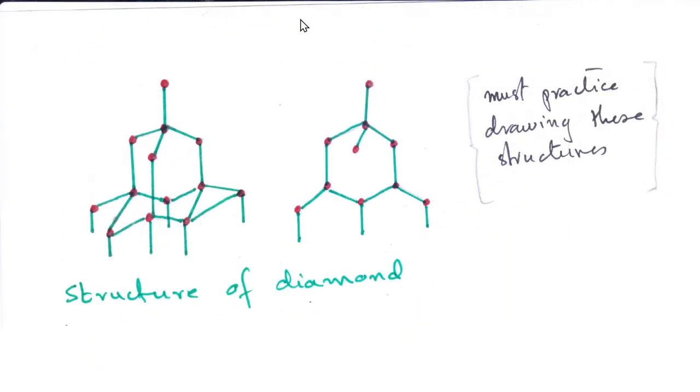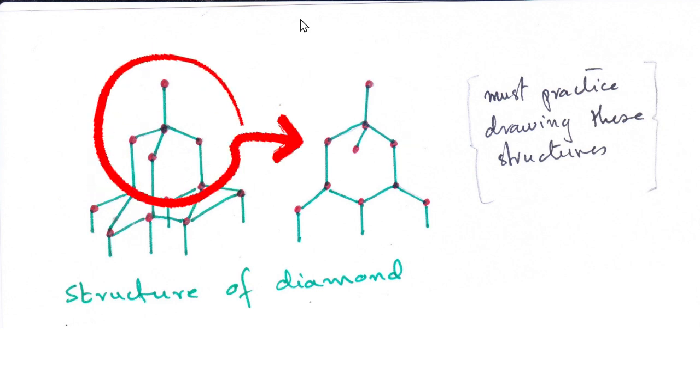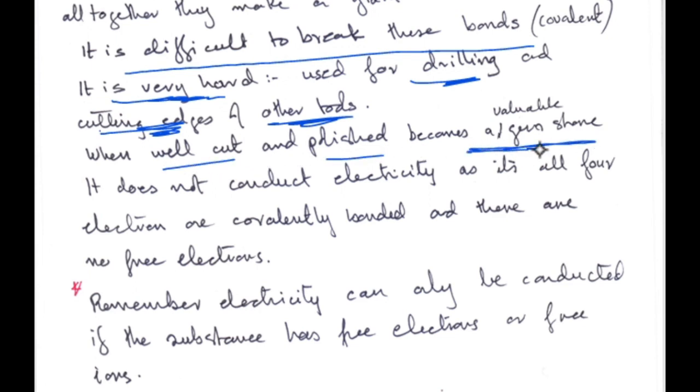Now I am talking about the structure of diamond. You can see the structure of diamond which I have drawn. You must practice drawing these structures. You can easily see that it has a tetrahedron and a hexagon. All together they make a giant structure. It is difficult to break these covalent bonds. It is very hard. It is used for drilling and for the cutting edges of other tools. When well cut and polished, it becomes a valuable gemstone.